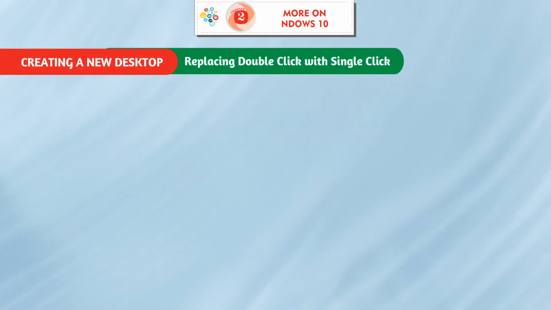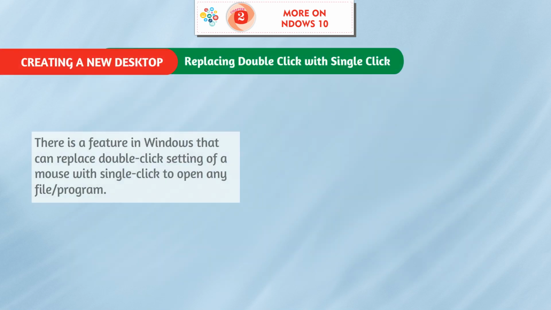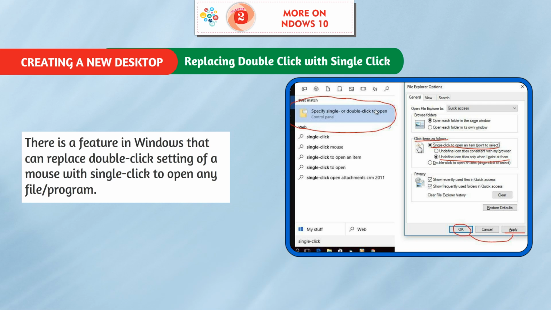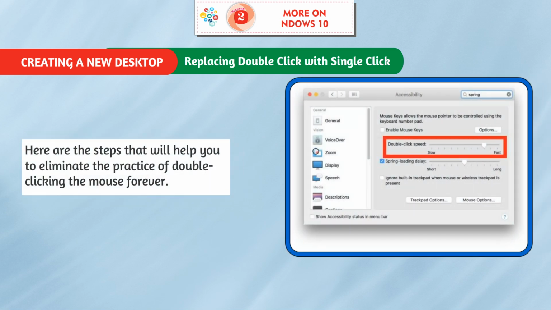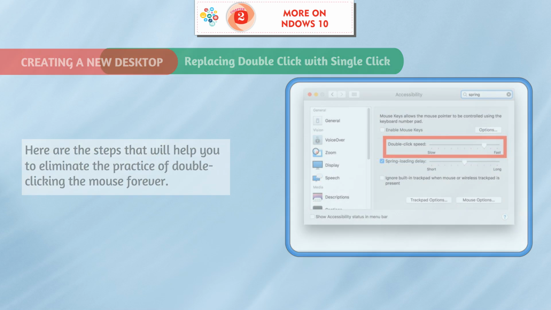Replacing double-click with single-click. There is a feature in Windows that can replace the double-click setting of a mouse with single-click to open any file or program. Here are the steps that will help you to eliminate the practice of double-clicking the mouse forever.